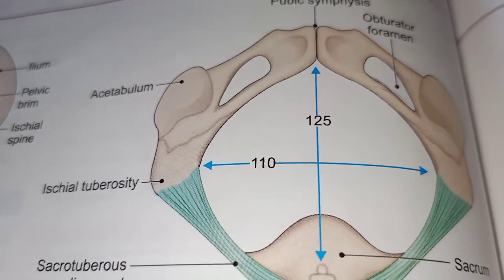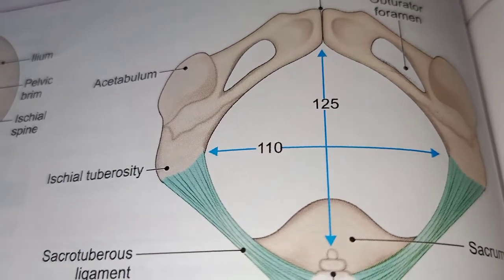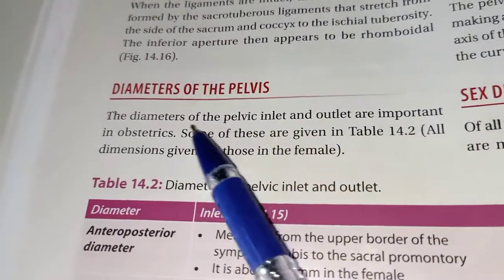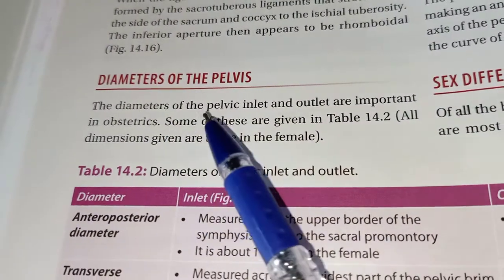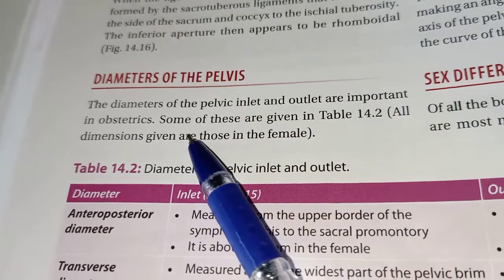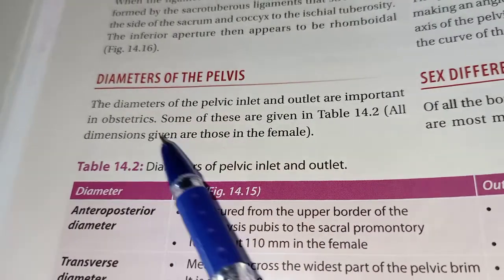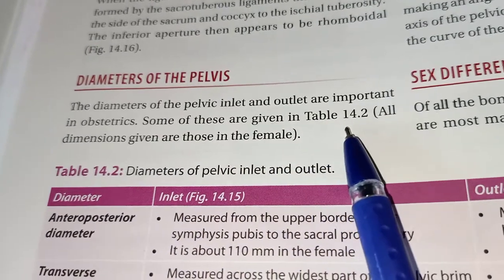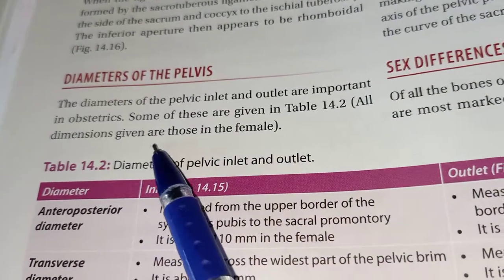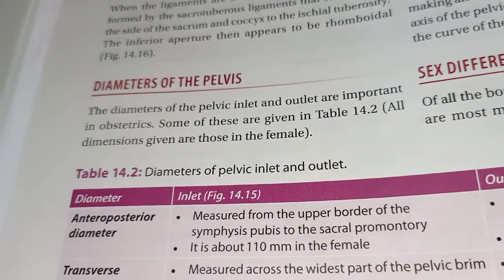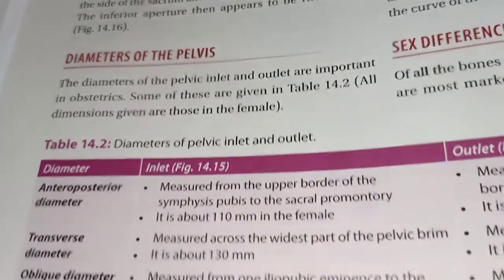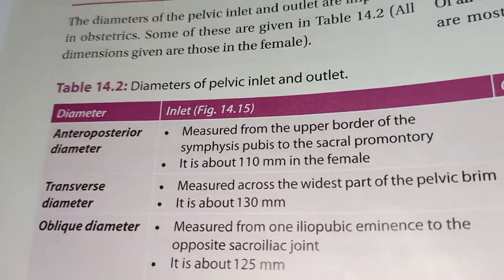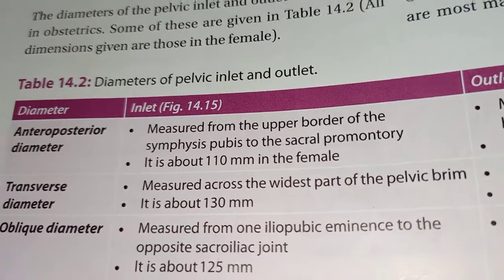Okay, so this was about the boundaries of the pelvic inlet and the outlet. Now we'll see the diameters of the pelvis. The diameters of the pelvic inlet and outlet are important from the obstetric point of view, during childbirth. Some of these are given in table 14.2. All dimensions given are those in the female. It is very, very important for child bearing, or for the delivery of the child.